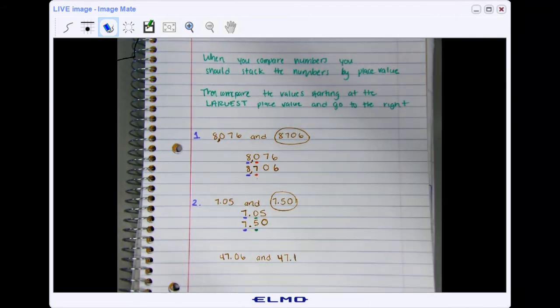Next, you're going to try number 3. First, I want you to set up your numbers by stacking them, and then I want you to determine which number is bigger.